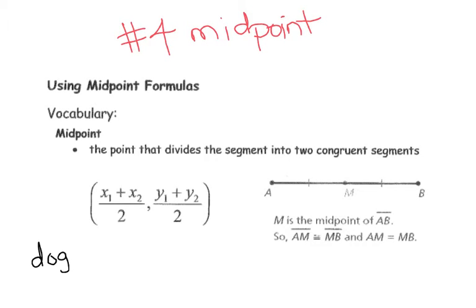Hey kiddos, today we are going to be moving on to midpoint, okay? Hopefully we remember, midpoint is basically a point that splits a segment into two congruent segments. We do have a specific formula that we use for midpoint: X1 plus X2 divided by 2, comma, Y1 plus Y2 divided by 2. So notice we end up getting a point, which is what we're looking for, okay?